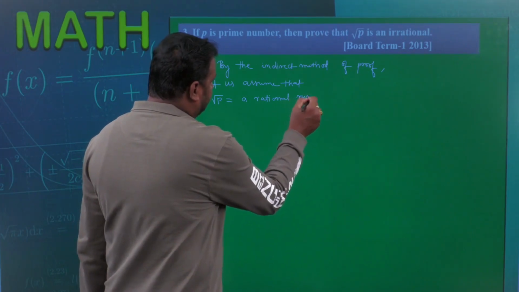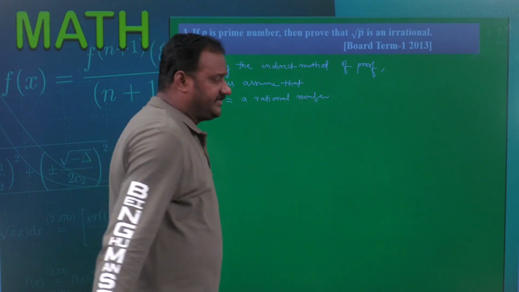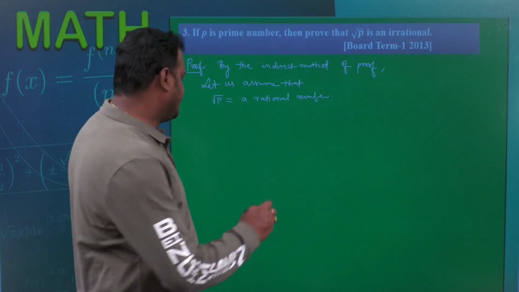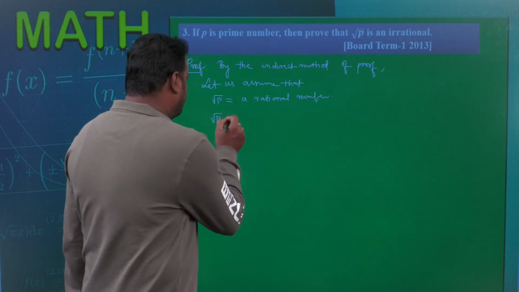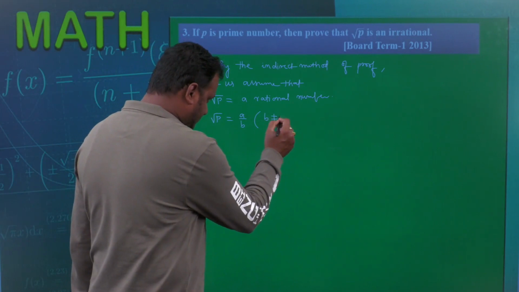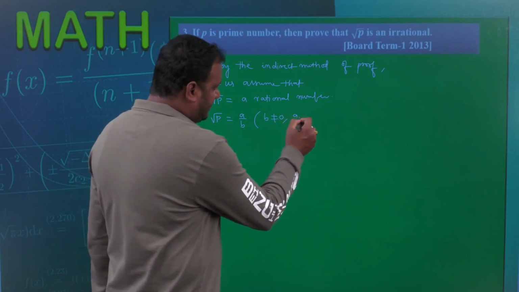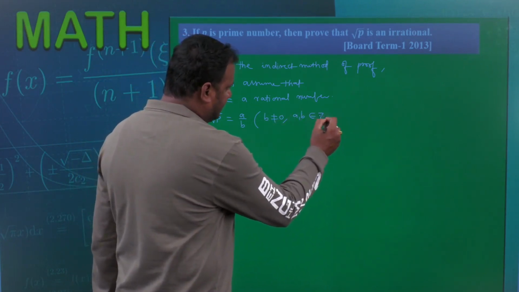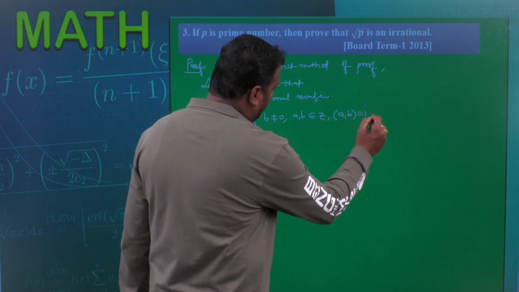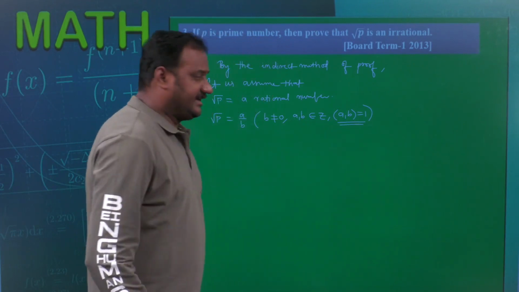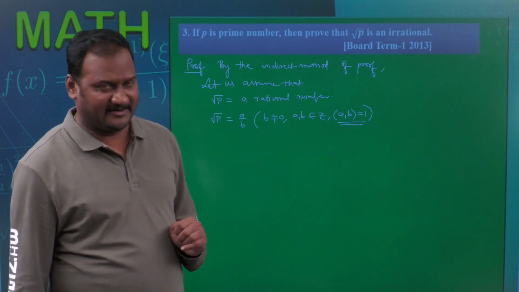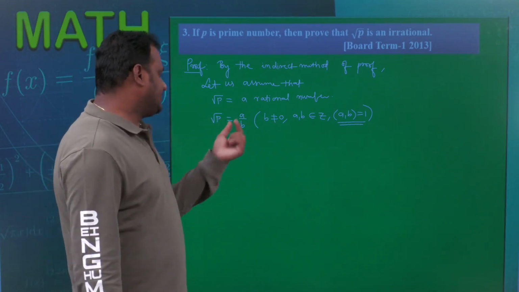Root p is a rational number. We know that every rational number can be expressed in the form of p by q, but p is already used, so let us use a by b. So root p is equal to a divided by b, provided b is not equal to 0. Here a and b are both integers, and the HCF of a and b is 1. I am telling you again that HCF of a, b equal to 1 plays a major role in this. So root p is equal to a by b.